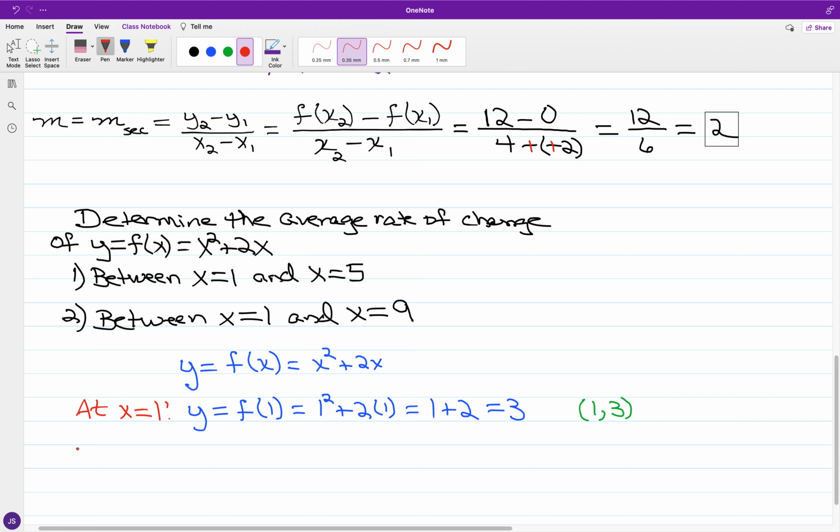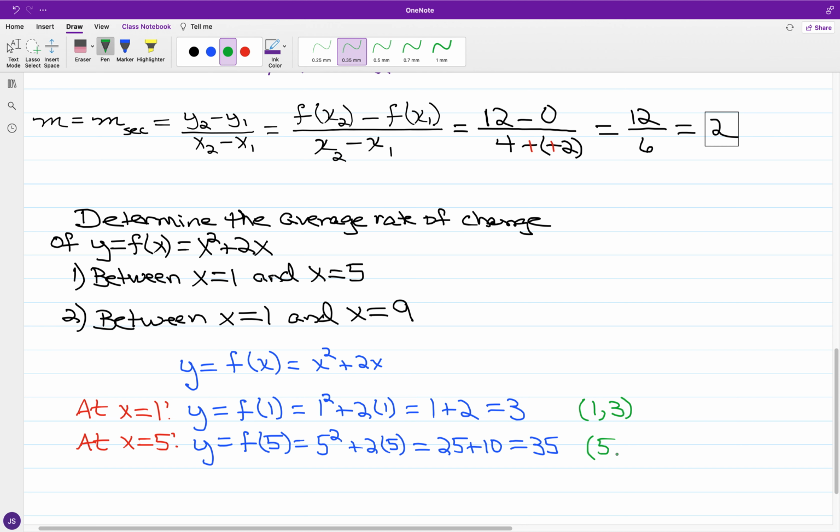At x equals 5, y is equal to f of 5, and for x squared plus 2x, we have 5 squared plus 2 times 5. 5 squared is 25, 2 times 5 is 10, and 25 plus 10 comes out to 35. So for this point we have 5, 35.